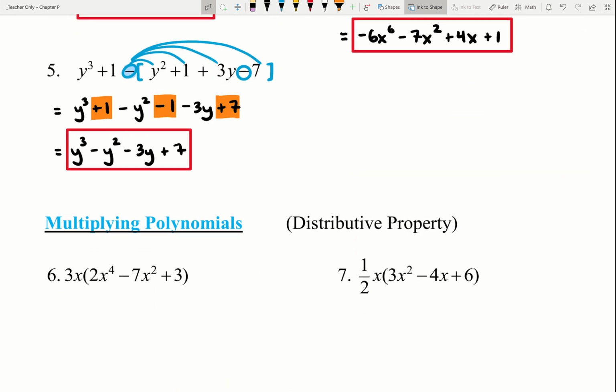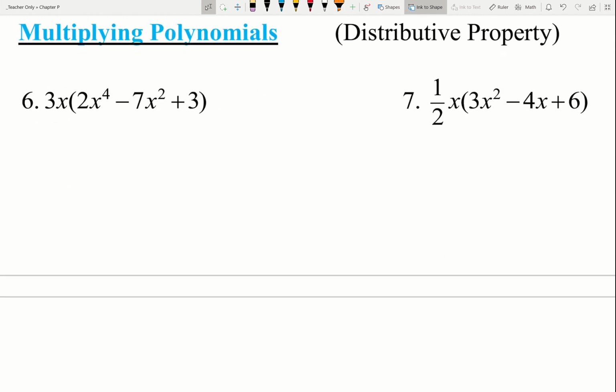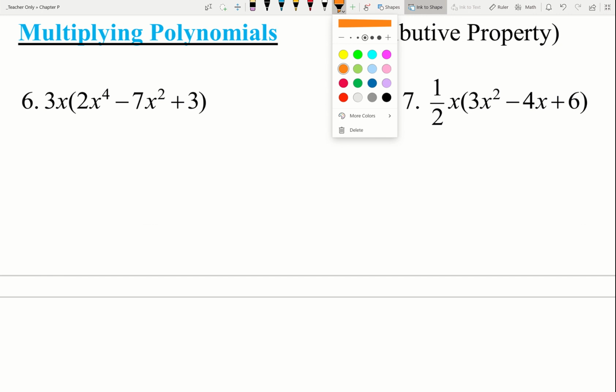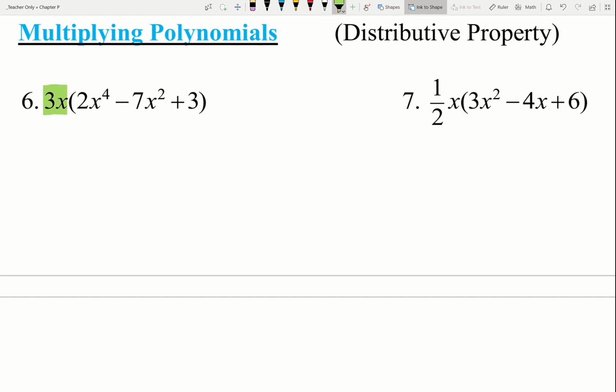Okay. Another type of operation that I want to take a look at here in this video is multiplying polynomials. And the thing with this is that it could look different depending on the type of polynomials you're trying to multiply. So I think the easiest case of multiplying polynomials is that case where you have a monomial times a polynomial. Like in number 6 here, I've got the monomial 3x times that trinomial there. In number 7, I've got this monomial, the 1/2 x, that's the monomial.